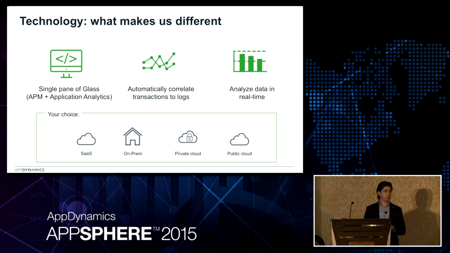So to summarize, what makes us different from other solutions? We are a single pane of glass for both APM and application analytics data. We automatically correlate business transactions to logs, and we analyze data in real time. Based on your choice, we are offering SaaS, on-prem, private cloud, and public cloud.